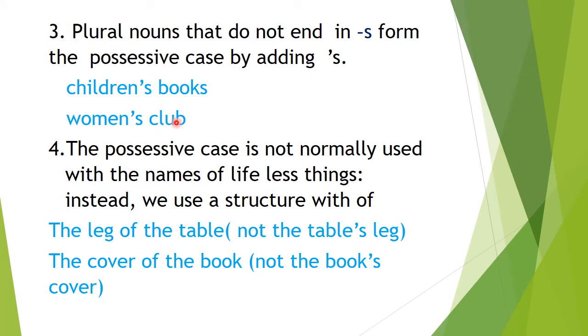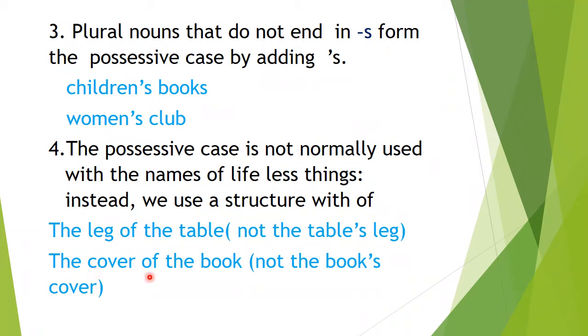Women's club. Next one, the possessive case is not normally used with the names of lifeless things. Instead, we use a structure with of. When we are talking about lifeless things, non-living objects, at that time we do not use apostrophe s. Okay, we use a structure with of. For example, we will write the leg of the table. Don't write table's leg, it's the incorrect one. Okay, when we are talking about lifeless things, at that time you will write the leg of the table.